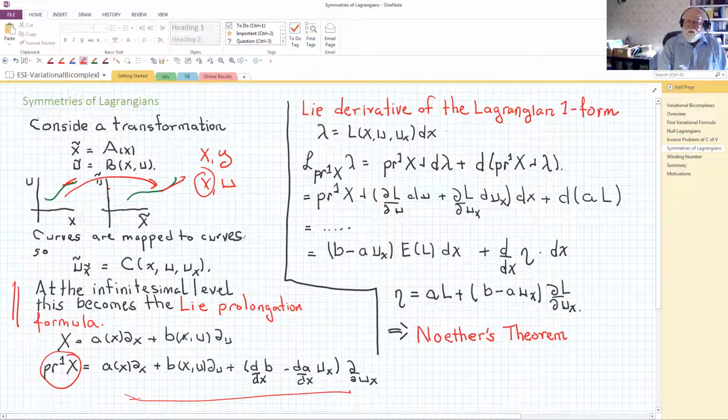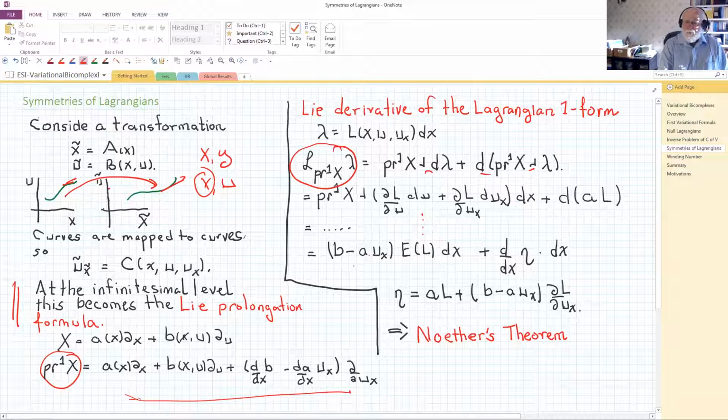And in order to Lie differentiate a form, I'll use the standard formula, hook d plus d hook. Okay, so that's Cartan's formula for the Lie derivative. You substitute in this formula for the vector field. You write out the formula for the exterior derivative, and do some calculations, and you end up with the following formula right here.